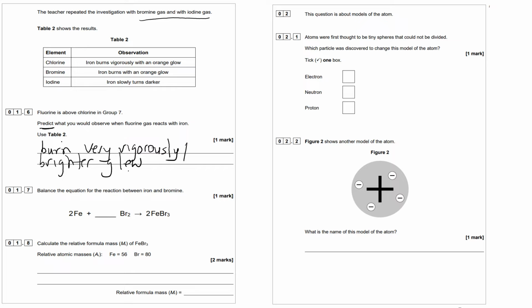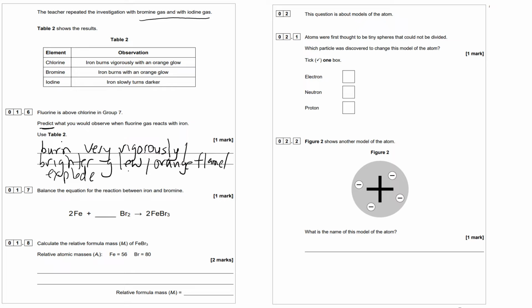Now we already know that this one had an orange glow, so we can predict that you're going to get an orange flame because it is more reactive. Finally, you can even say explode. So for 1 mark, you have a range of answers that you can use. You only need one of these answers. These are all the possible answers that are acceptable.